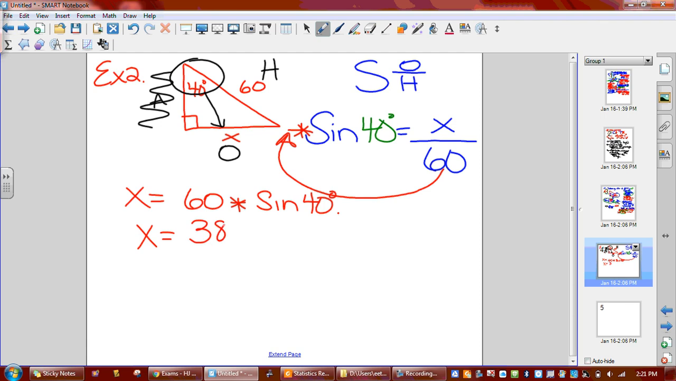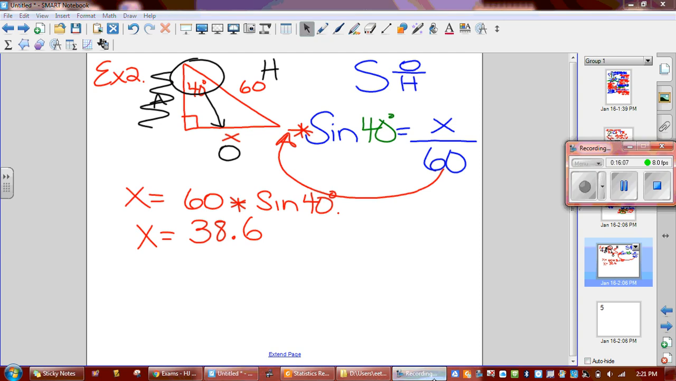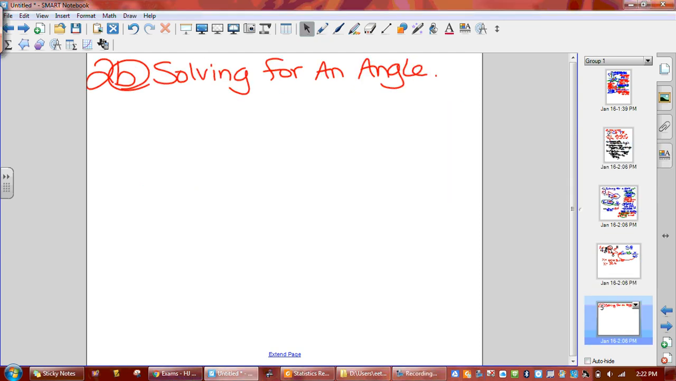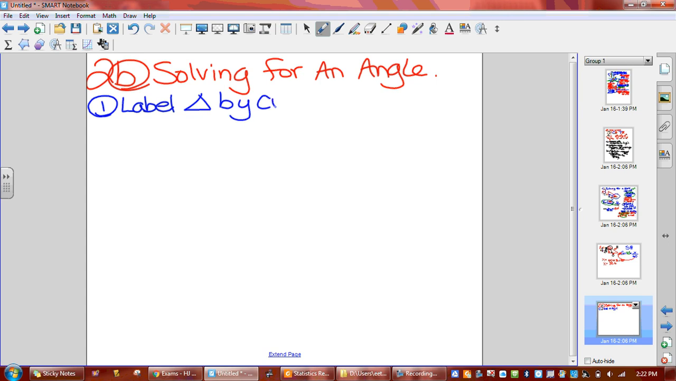Now we're going to switch gears and we're going to start finding angles instead of side lengths. Okay, we're going to take a look at the next one, and that is solving for an angle. So if I need to solve for angles, again, we're going to start with our famous first step, and we are going to label the triangle by circling the missing angle that it wants us to find.